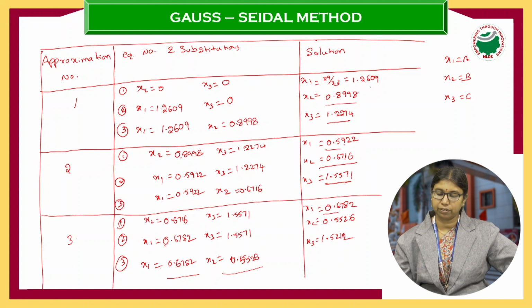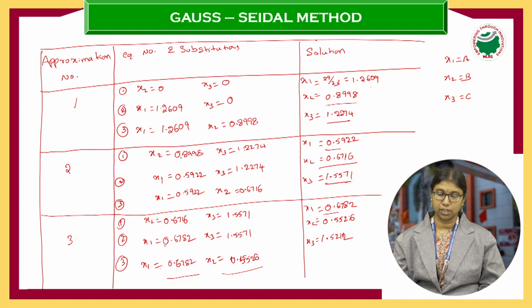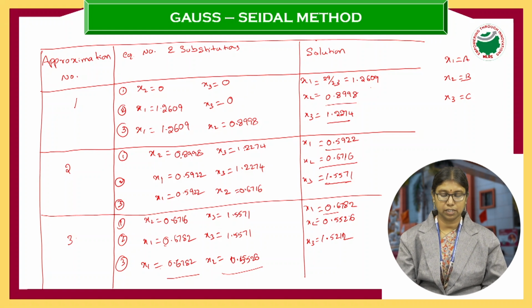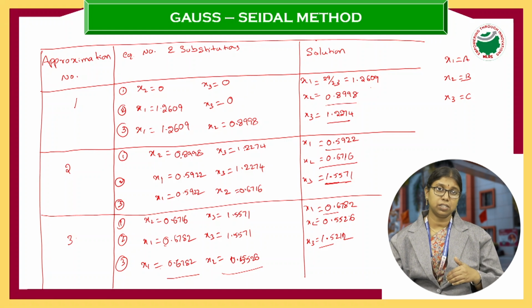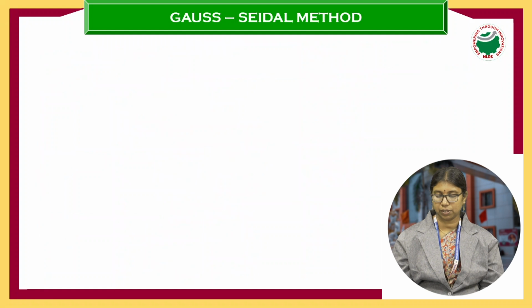0.6, 0.5. It is not matched at the first decimal only. Similarly x2 also, but x3 is matched up to first decimal place. So now you have to do next approximation. Since the approximations are not equal, you have to do the fourth approximation.